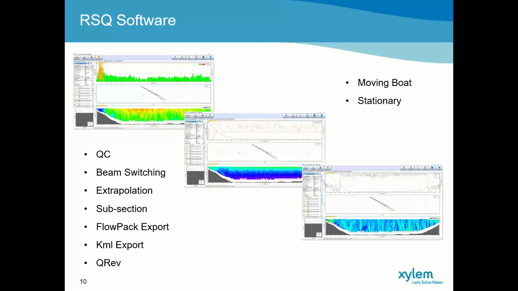So the actual software itself comprises two components. One is moving boat and one is stationary. So it's the same software package comprising both components. So you don't sit now with two different software packages that you have to install on your computer. And another advantage is that because it's a single software package, we don't charge separately for stationary. So you basically get moving boat and stationary for free.